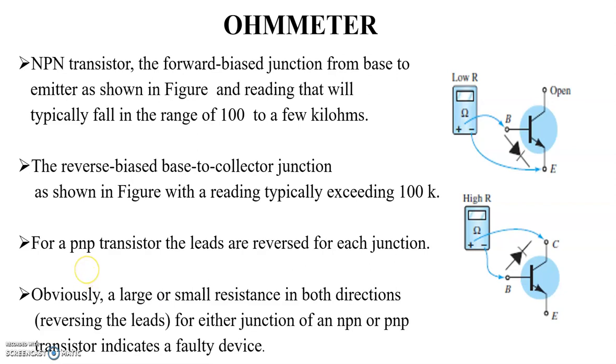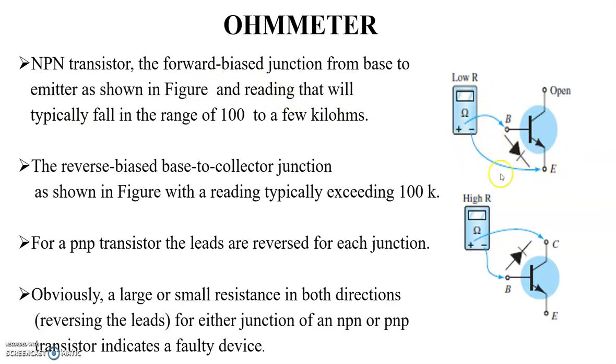Next, by using the ohm meter. You can check whether the transistor is in good condition or bad condition by using the ohm meter also. Now take the NPN transistor, the forward bias junction for the base to emitter. Look at this diagram.